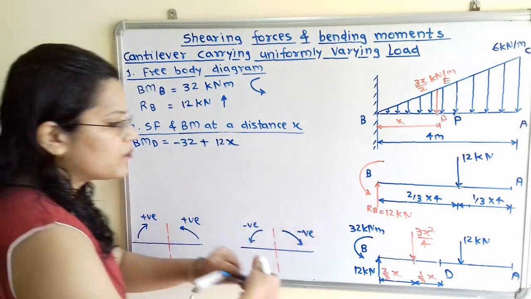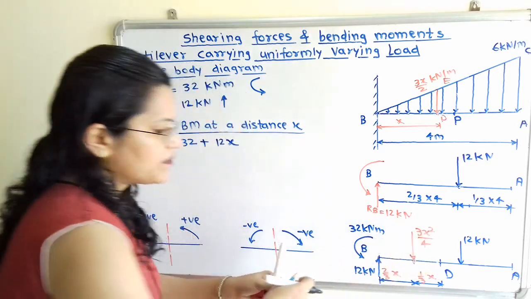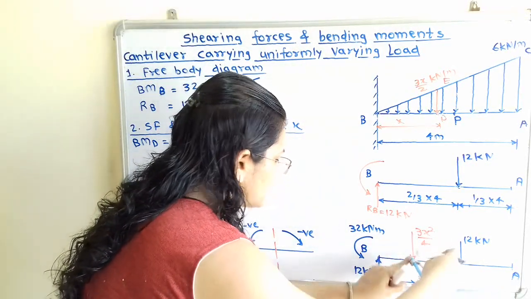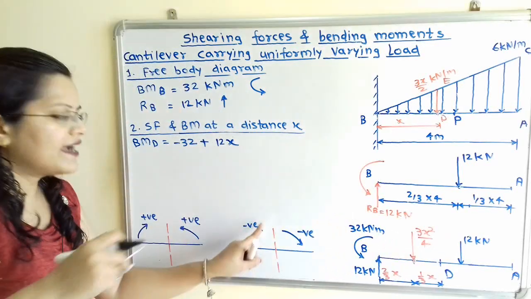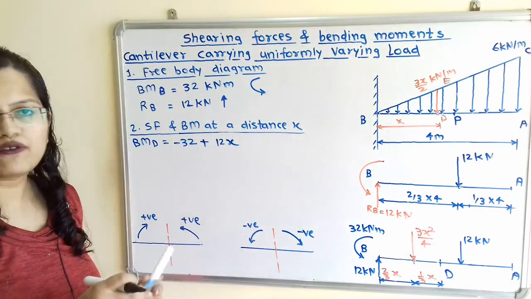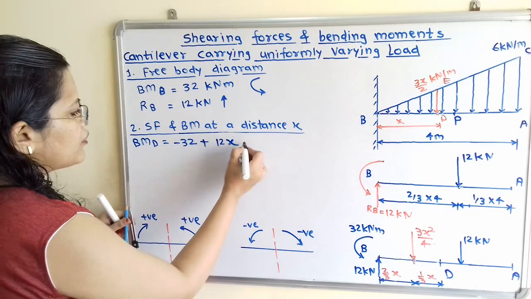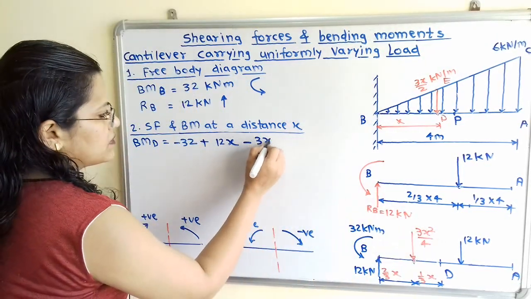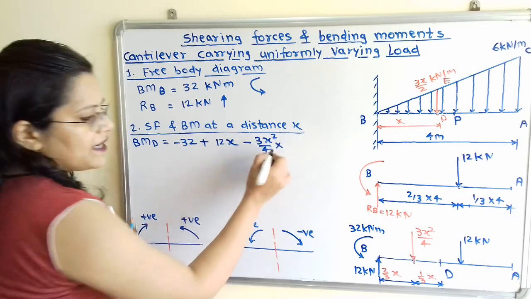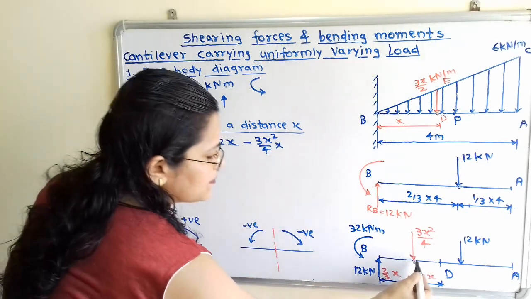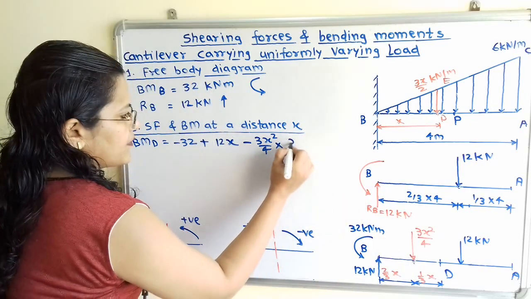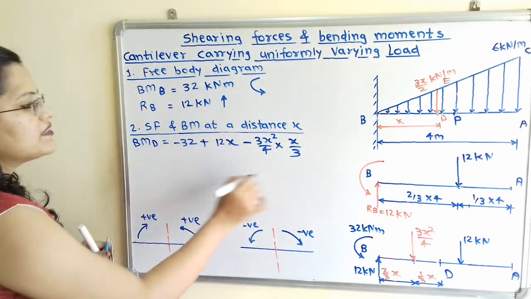Now next we will move to the 3x square by 4. So if I move the compass in the direction of this force, then it is in the anti-clockwise direction. So we have to use the negative sign. So we will use minus. Magnitude is 3x square by 4 multiplied by the distance in between force and this D. So it is x by 3. Now we will simplify this.